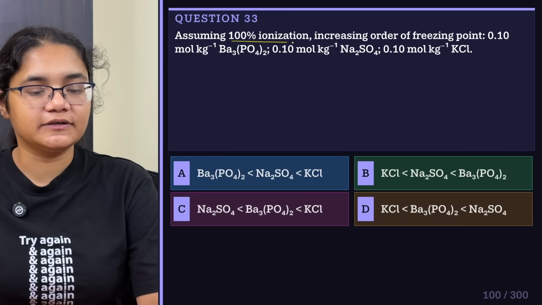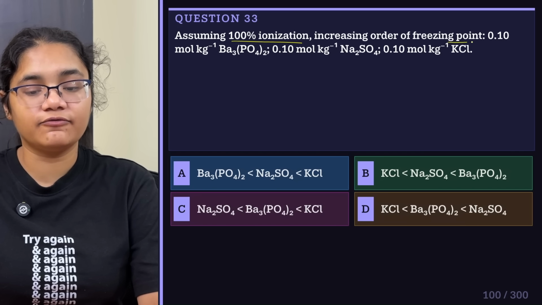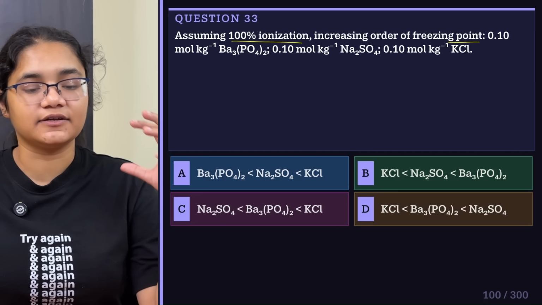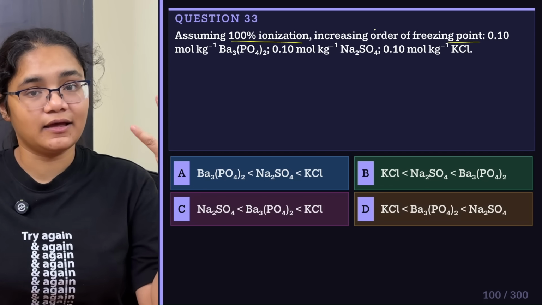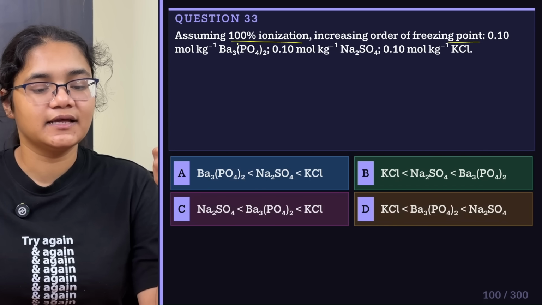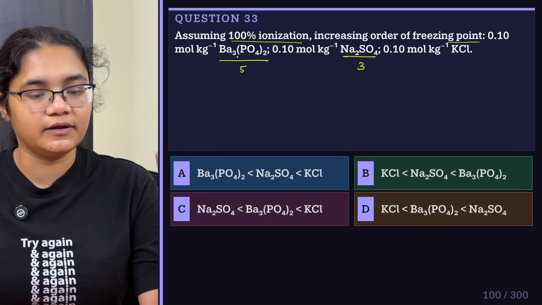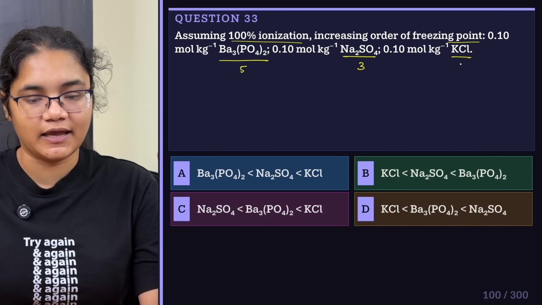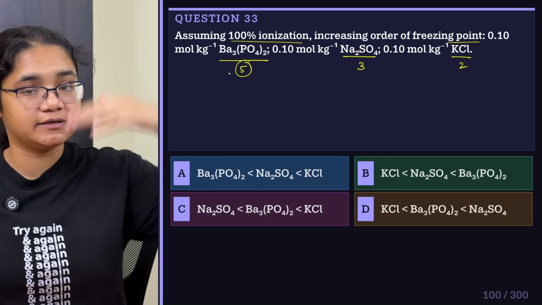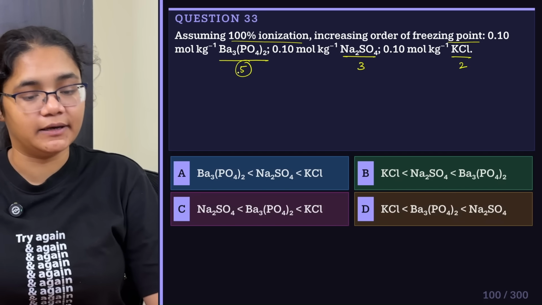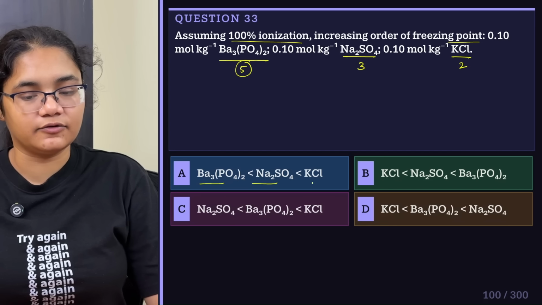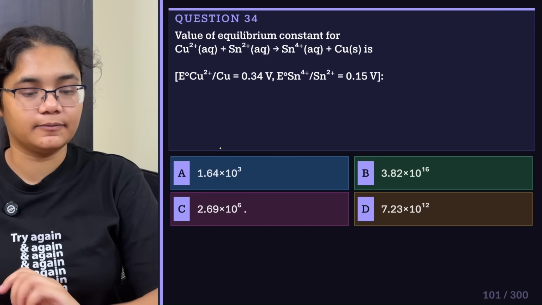Next, assuming 100% ionization, the increasing order of freezing point is. So just now we discussed, if the i value is higher, then the freezing point will be lower. So here the i value is 5, here it is 3, and here we have 2. Since the i value here is maximum, the freezing point will be minimum. So this one will be minimum, then this one, then this one. So option number A here.